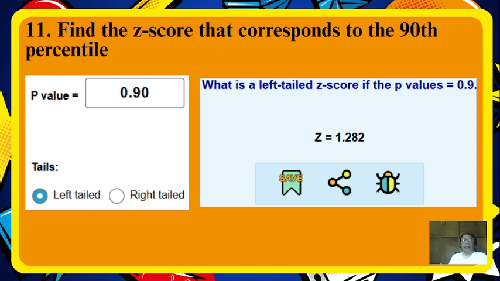And then using our math portal, the answer is z is equal to 1.282. Okay?